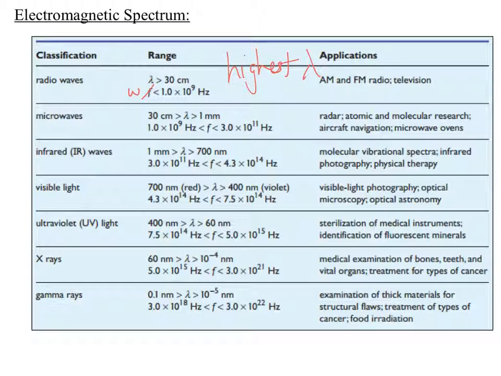All right, visible light is our next spectrum. Using optical microscopy, so looking in microscopes, obviously uses visible light. Astronomy uses visible light. Photography itself.